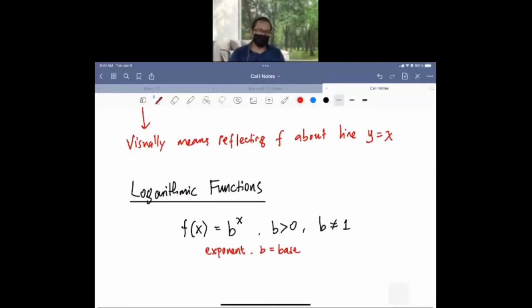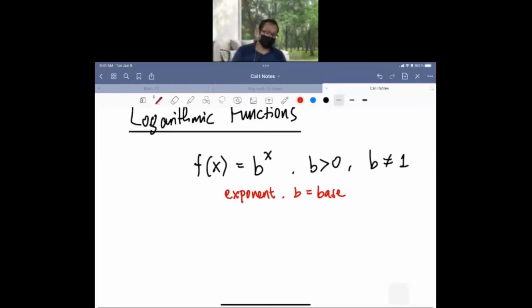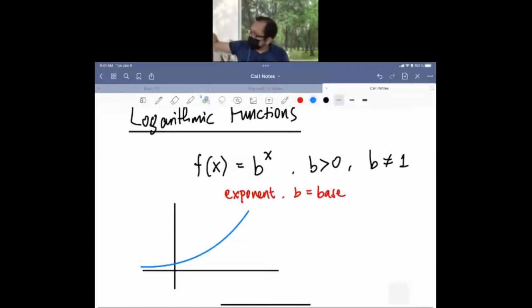Of course, by taking this b with power of x, we know that if you see the function itself from the left to the right, it's always increasing. But if you see from the right to the left, it's going down toward the x-axis, right?